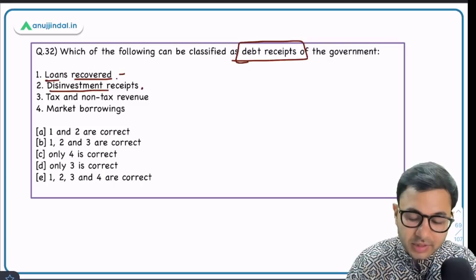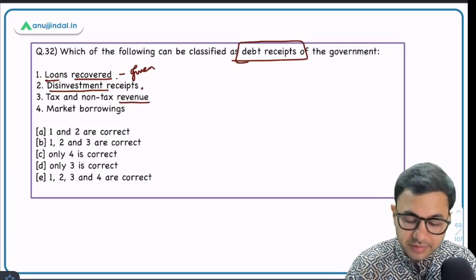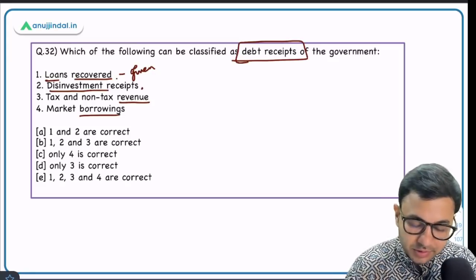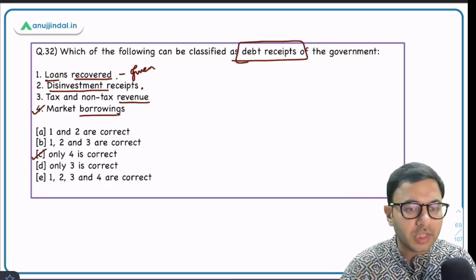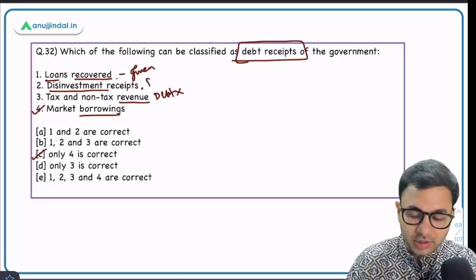Recovered means you had given a loan, therefore it has been recovered. Tax and non-tax revenue, market borrowings. Which of the following is a debt receipt? It's a very simple question. Only 4 is correct, only market borrowing is a debt receipt and all the others are non-debt. Tax and non-tax revenue is not a debt. Okay. Disinvestment is not a debt.